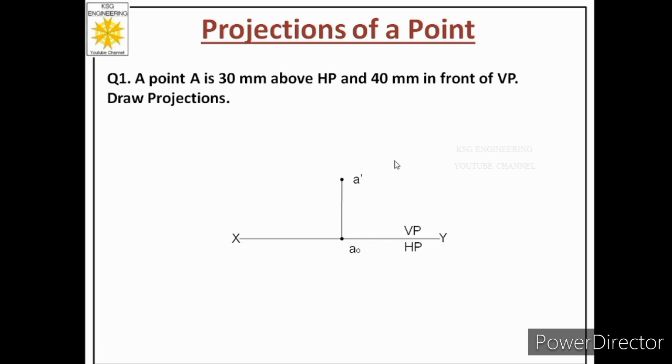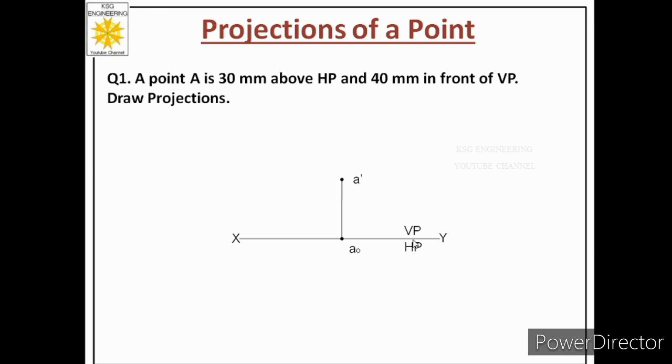Now we have to draw the top view of the point. So how to draw? For that we will read the statement again. In the next part of the statement it says 40 mm in front of VP. So the distance is given from VP, so we have to plot that distance on the opposite plane, that is HP. So from the reference point we have to plot 40 mm length, which will be a continuous thin line. We call that line the projection line on the horizontal plane, that is the opposite plane.